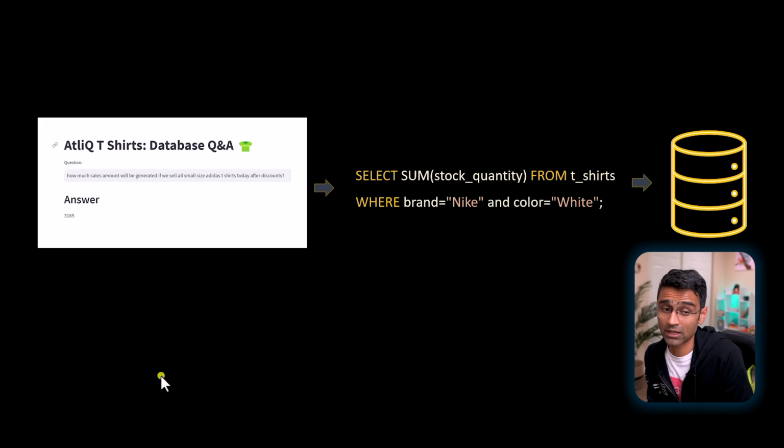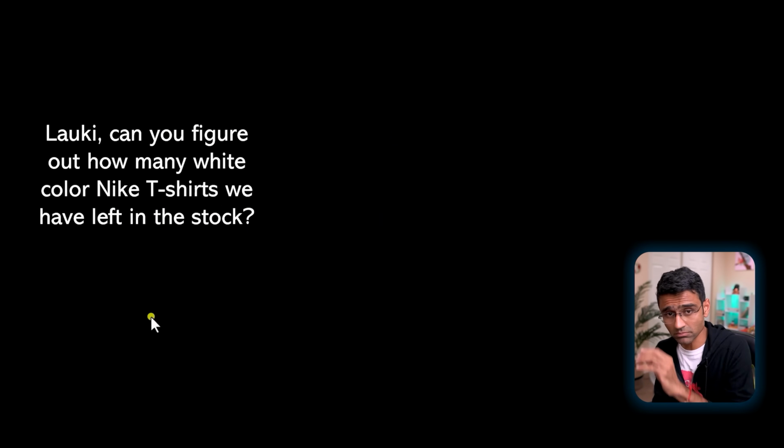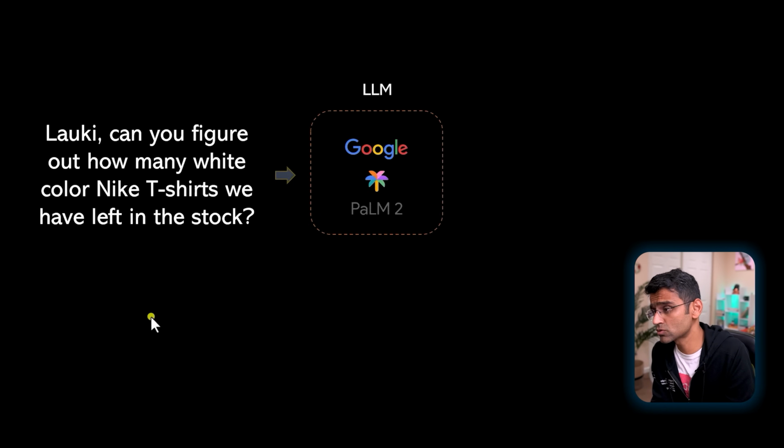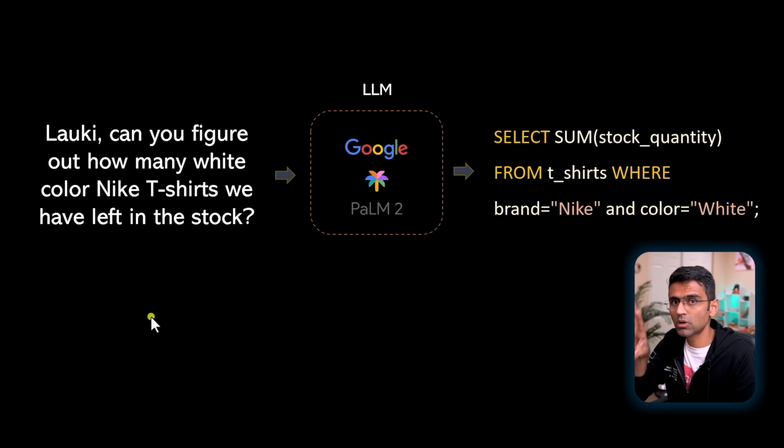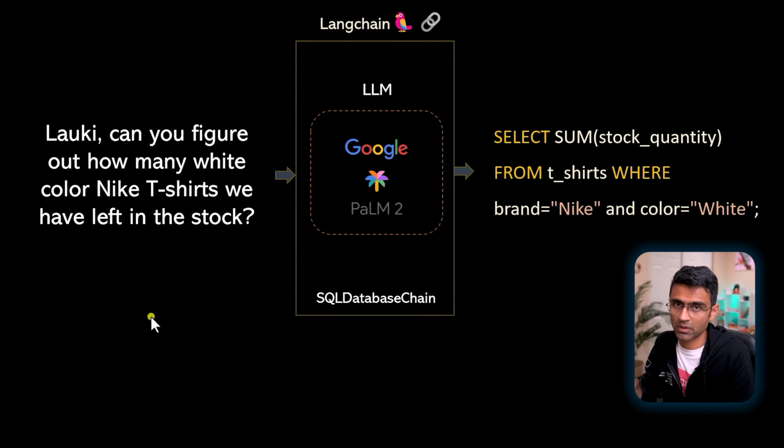So let's look at the technical architecture of this tool. Whenever you have a question, you need to convert that to a SQL query using some LLM. Now we are going to use Google Palm here, which will do this conversion, and we will use Google Palm from the Langchain framework. Within the Langchain framework, you can use Google Palm and other types of LLMs. We will use a SQL database chain class within the Langchain framework.